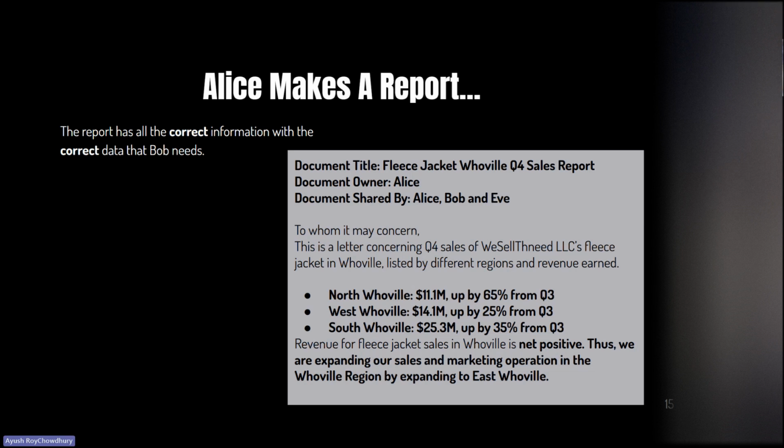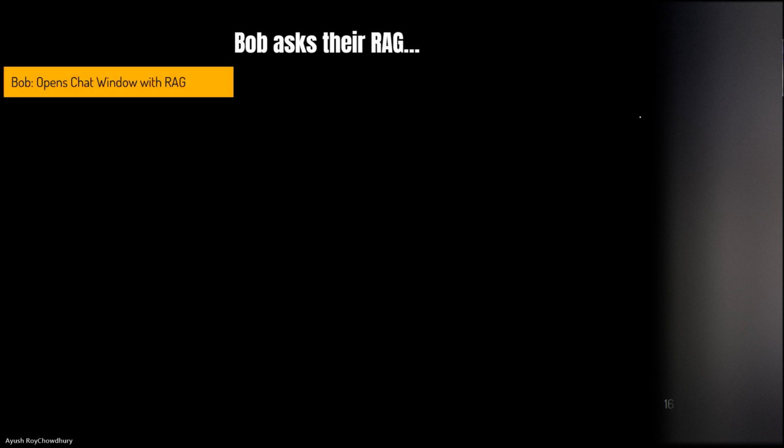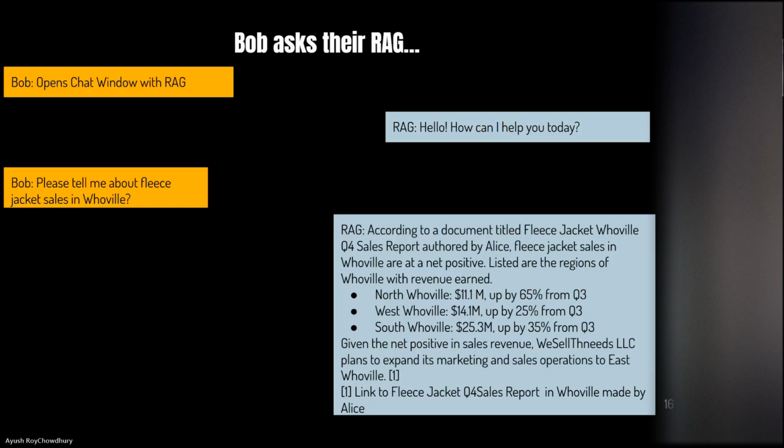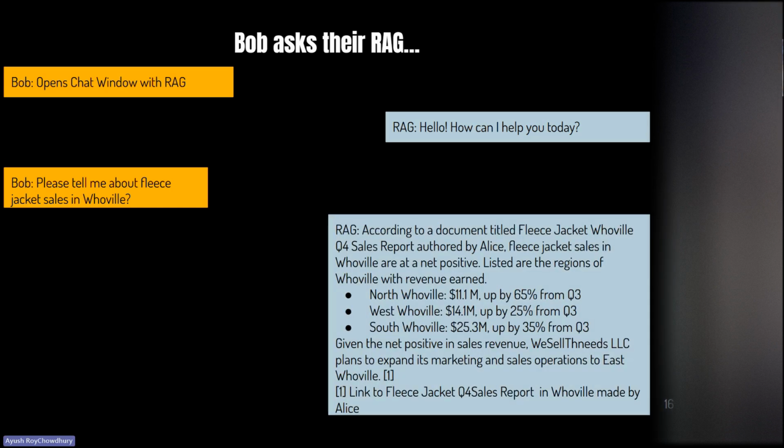So Alice makes a report. Alice is a good employee. Alice listens to Bob, and Alice makes a report. In this report, Alice shares access to Alice, Bob, and Eve. And Alice says that, hey, the sales are doing great. They're up by, however many percent. That's great. So Bob asked their internal RAG system, please tell me about fleece jacket sales in Whoville. The RAG produces the document and says, hey, according to a document titled this, the sales are a net positive.